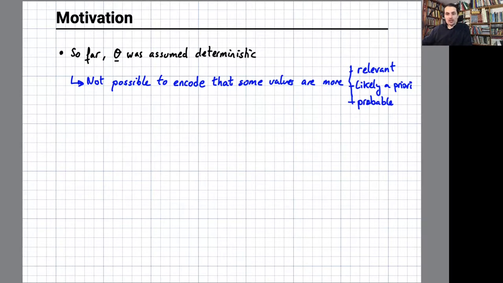Now that we have warmed up, we are ready to embark on our development of Bayesian estimation theory. And the main idea is that until now, we assumed that the parameters that we wanted to estimate were deterministic, right? And that makes it difficult to exploit information of the kind that some values are more likely than others, right?